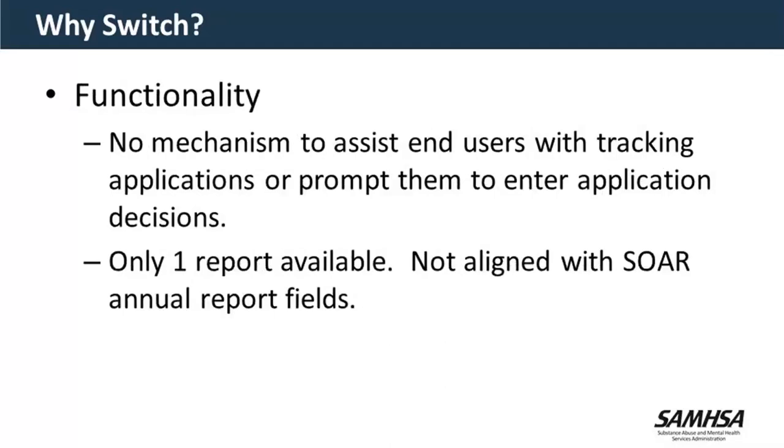And the third reason Michigan decided to make the switch was functionality. When someone was going to take someone out of the program or a case had been resolved, nothing popped up that asked them to track the outcome of that application. There was also only one report available for the users, and it wasn't aligned with the SOAR annual report field. So it was hard for the state leadership to go in and find out the information, to fill in the gaps, to report accurate information for SOAR tracking.